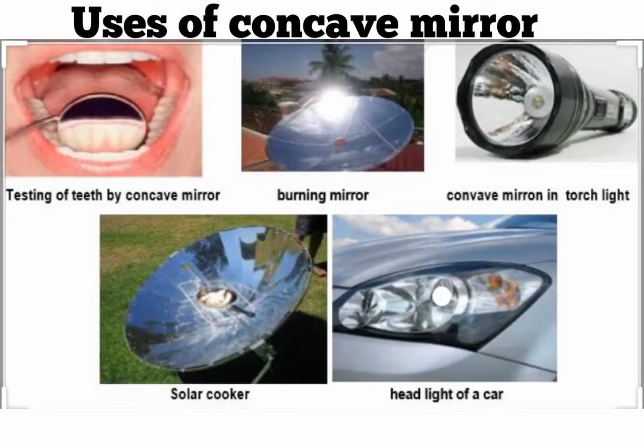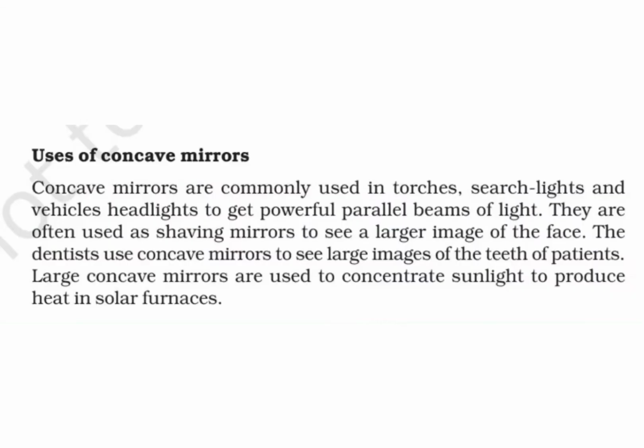Next is uses of concave mirrors. They are used by dentists, in torchlight, in solar cooker, in parabolic reflectors, and in headlights of cars. Concave mirrors are commonly used in torch, street light and vehicle headlights to get powerful parallel beams of light. They are often used as shaving mirrors to see a larger image of the face. The dentist uses concave mirror to see a larger image of the teeth of the patients. Large concave mirrors are used to concentrate sunlight to produce heat in solar furnaces.